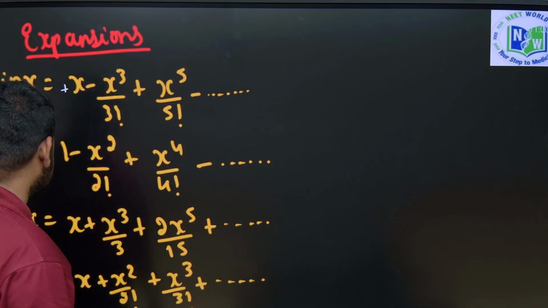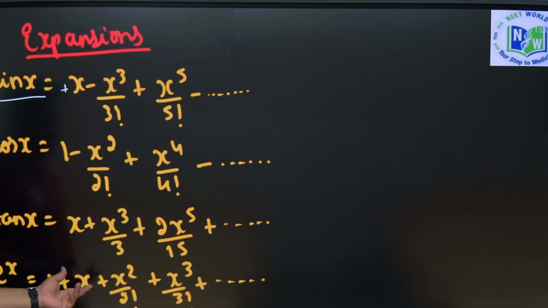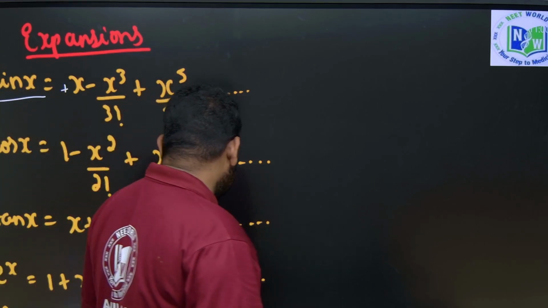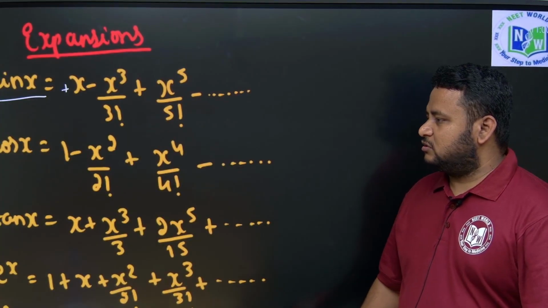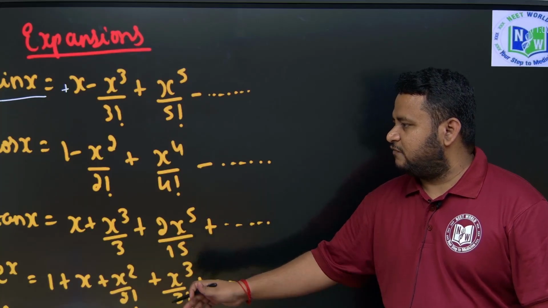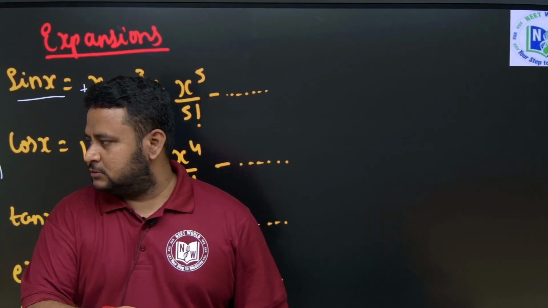Next is tan x. And similarly you can learn for e power x, and also for log of 1 plus x, ln of 1 plus x, that is natural log. You will get it as this one, friends. So similarly you can learn for sin x, cos x, tan x, e power x, log of 1 plus x. Got it, friends? You can see this.